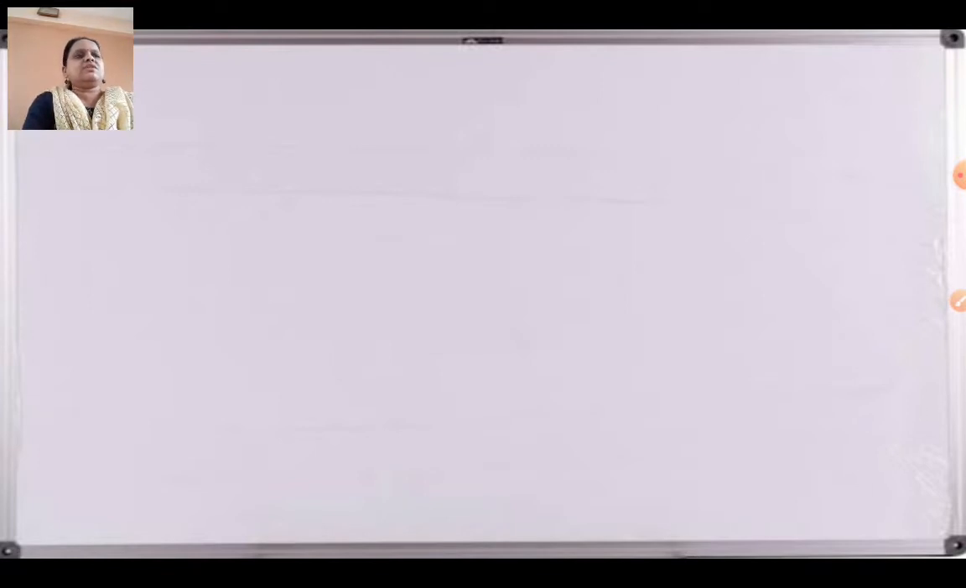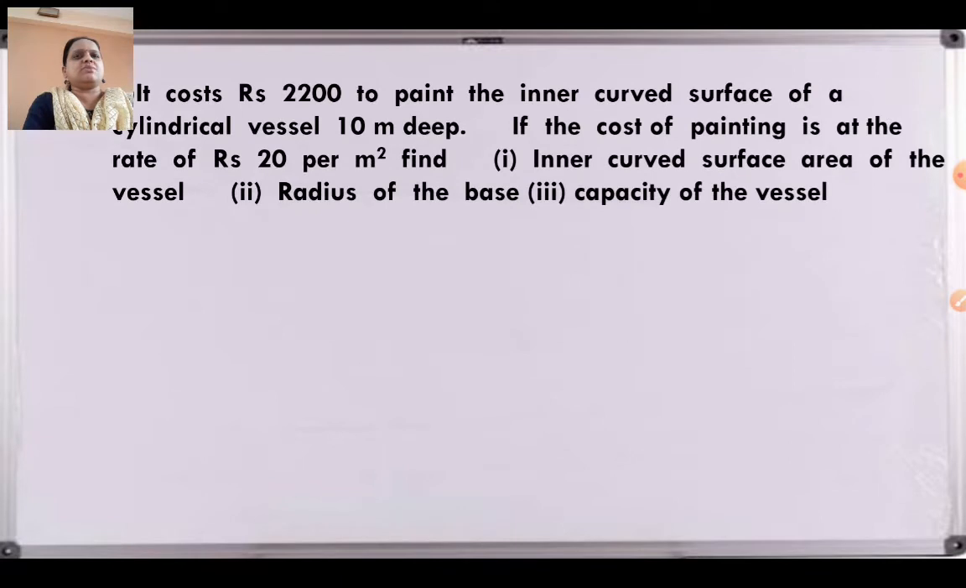Now we will continue with the second sum. Next one, question number 5. It costs rupees 2200 to paint the inner curved surface area of a cylindrical vessel 10 meter deep. If the cost of painting is at a rate of rupees 20 per meter square, then find the inner curved surface area of the vessel, the radius of the base and the capacity of the vessel.